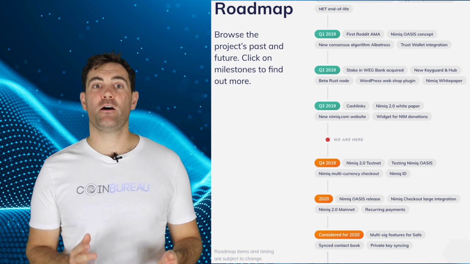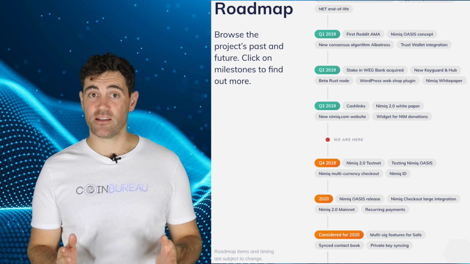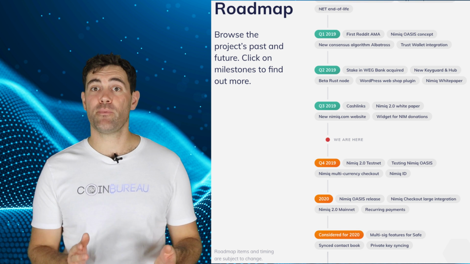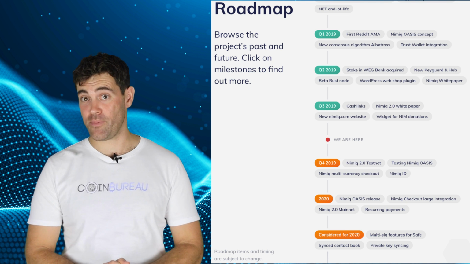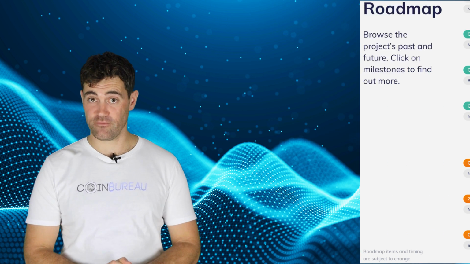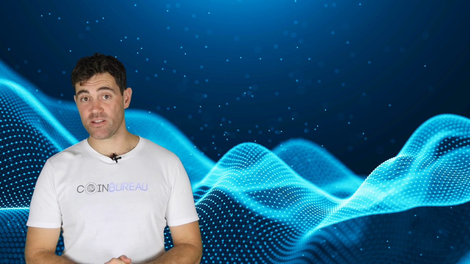If the speed of Albatross lives up to its expected 1,000 plus transactions per second, this would result in Nimiq being capable of processing 5 times more transactions per second than PayPal. Pretty damn impressive. Of course, there are other benefits for the move to proof of stake.